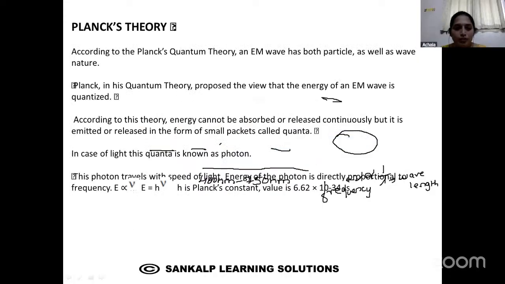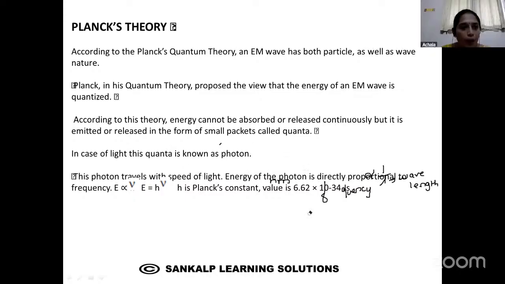Next one is Planck's theory. What is Planck's theory? And who is Planck? Planck is a scientist who gave that light is made up of particles which are packets of energies. Light is made up of packets of energy called quanta. Quanta is its plural form, whereas quantum is its singular form.